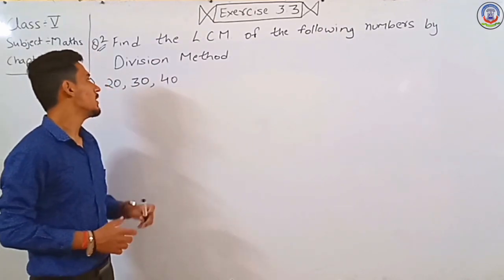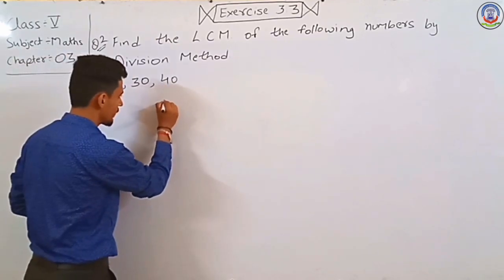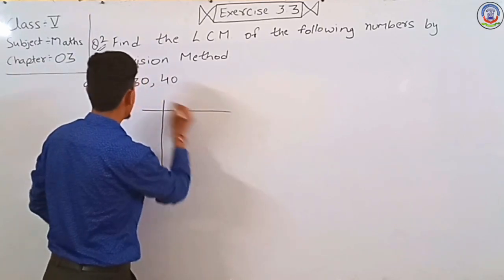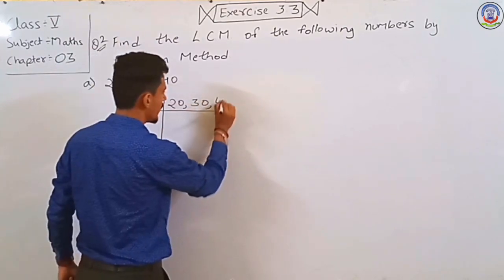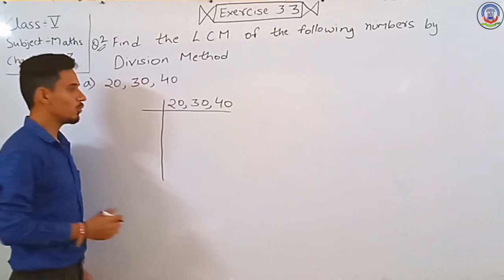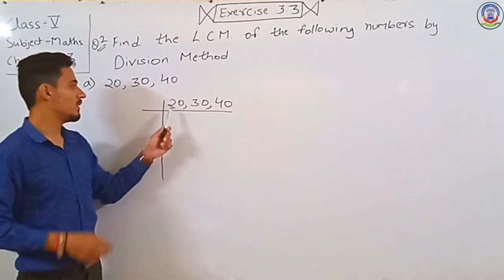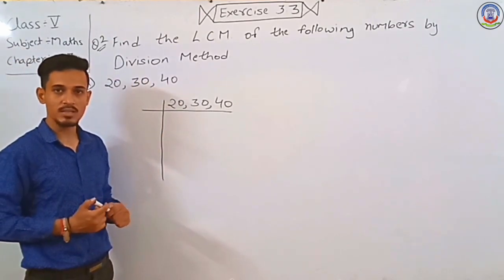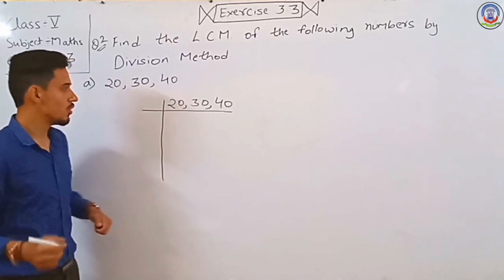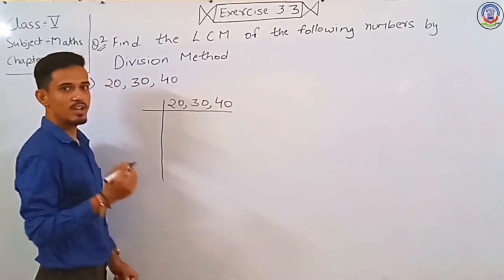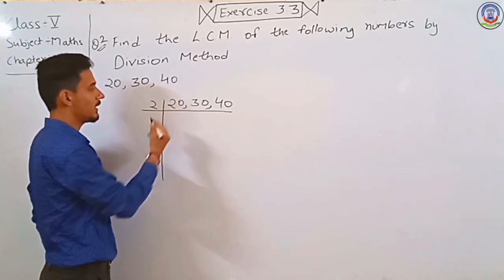So in this we have to write all these numbers horizontally like this: 20, 30, 40. So in this way we have to write these numbers. Now we think about the divisibility of all these numbers. If they are divisible by a common factor, we write it here. First of all we have to start from the least prime number, that is the lowest prime number, it is 2. So 2 is a factor of all these numbers.